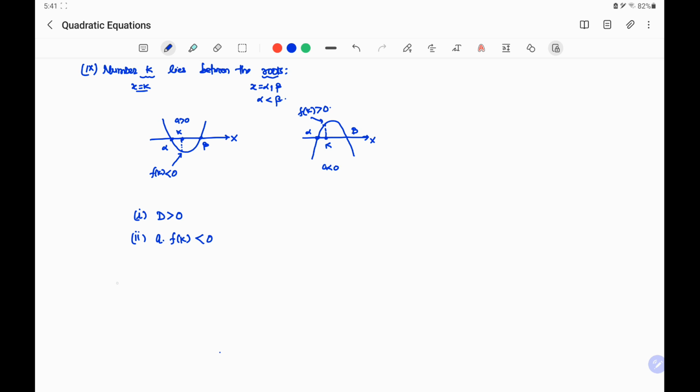Similarly, if we take two numbers, say k1 and k2, where k1 is less than k2, and these lie between the roots alpha and beta, then the condition will again be d is greater than 0. Second is that a into fk1 will be less than 0, and a into fk2 will also be less than 0.